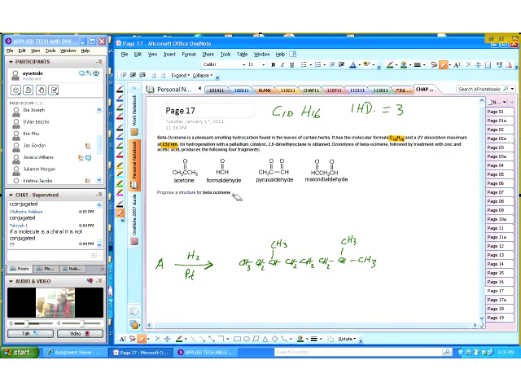Now the last set of information they are giving us is that this molecule, which we are calling molecule A, will react with ozone followed by zinc to give all of these products here. So now we have to determine the structure of compound A. Okay, so how do we go about doing that?